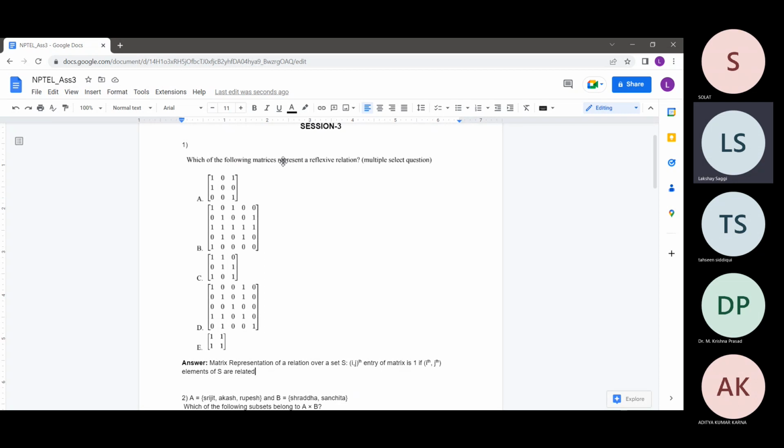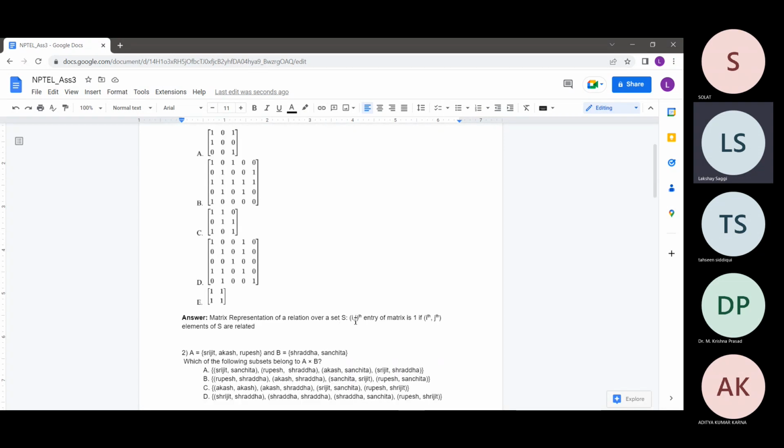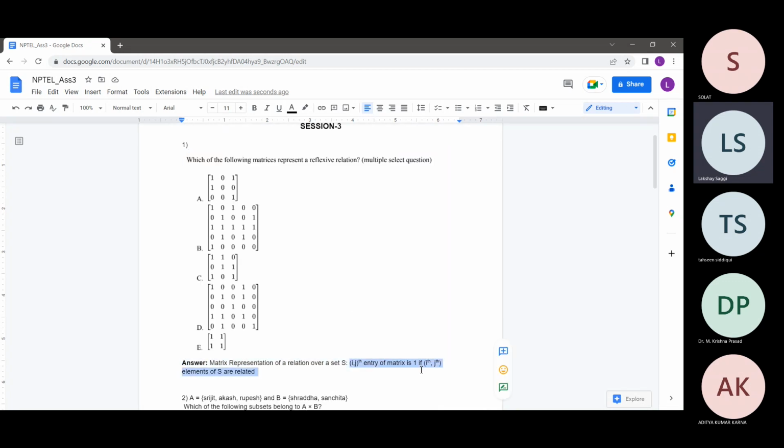It asks which of the following matrices represent a reflexive relation. The matrix representation of a relation over a set S is defined so that the i comma jth entry of the matrix is one if and only if Ai comma Aj is part of the relation, that is, the ith and jth elements are related and belong to the relation R. This is the definition for the matrix representation.